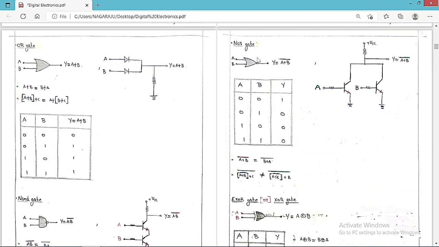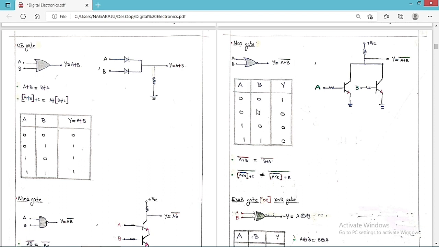Now we discuss the NOR gate. This is the NOR gate symbol. It is basically a combination of the OR gate and the NOT gate. The combination of both the OR gate and the NOT gate is called the NOR gate. The inputs are A and B, and Y = (A+B)′, the complement of A or B.